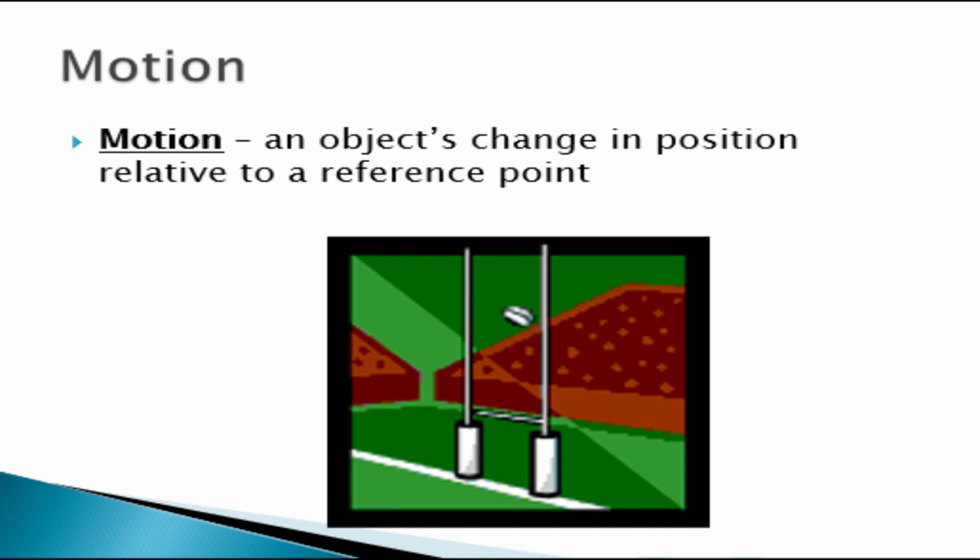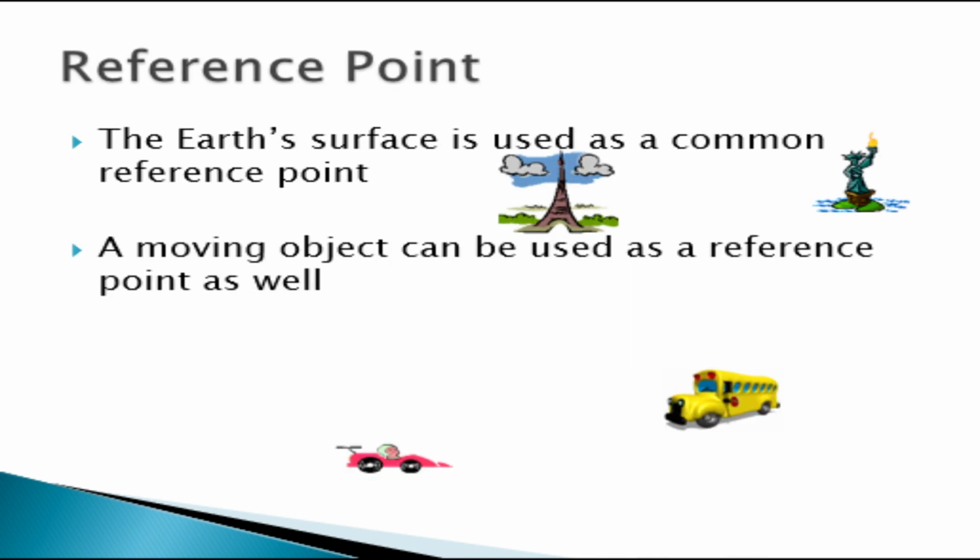But what do you mean when we say reference point? Reference point is a steady object or an object that doesn't move that serves as your point or your guide whether an object is moving or not. The Earth's surface is used as a common reference point.